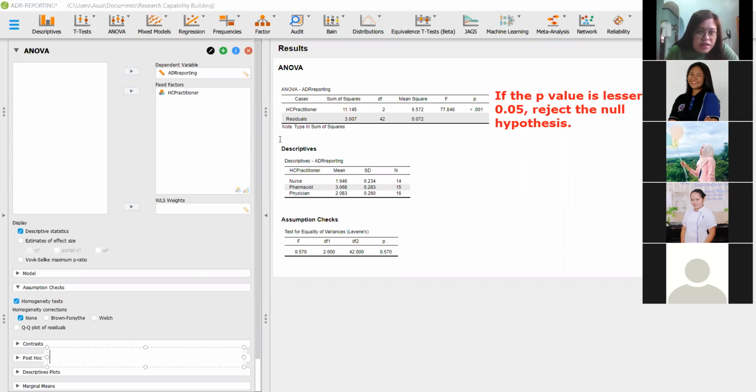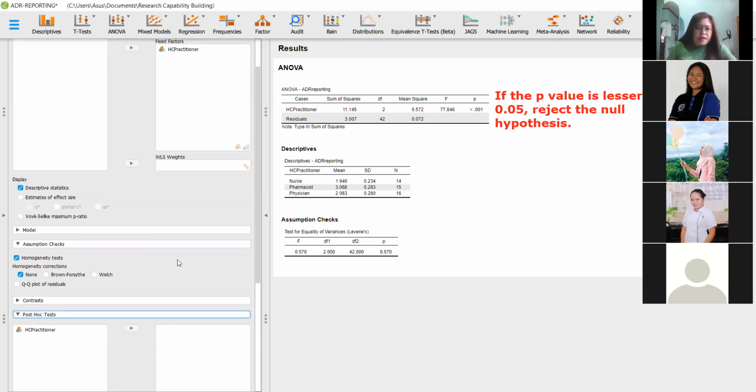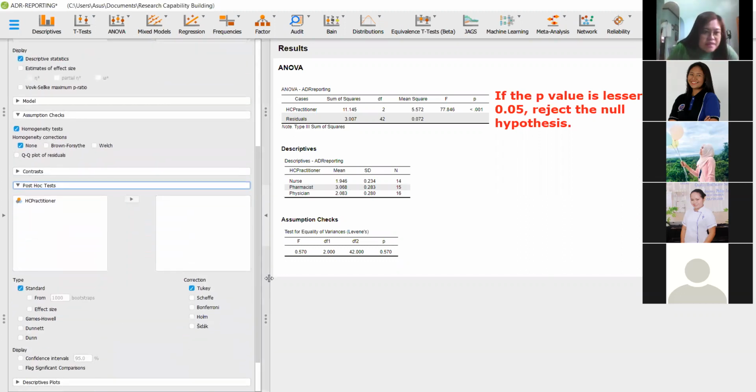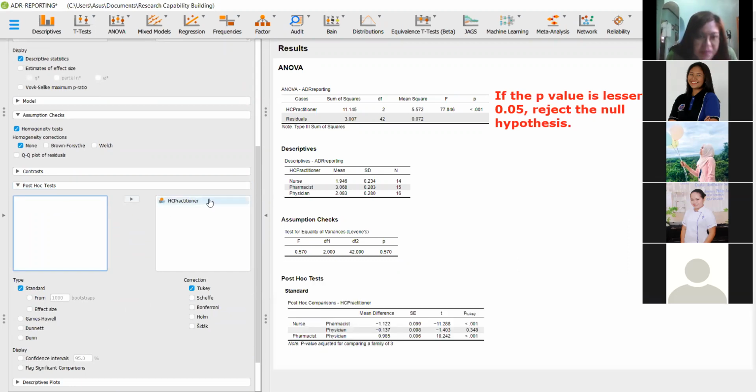So click here on the side, the post hoc test. We will be doing the Tukey. Click Tukey and then kaning HC practitioner ibalhin na siya diri sa PhRes. So makita na nato class ang result sa post hoc test. I hope you can still see it na siya sa ilalom.